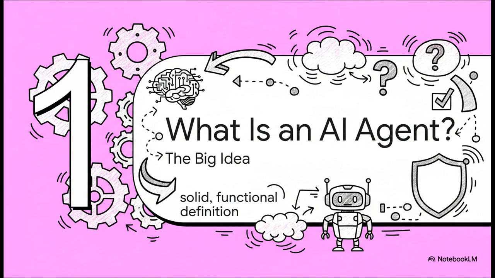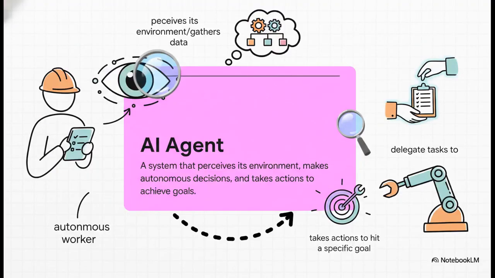The term AI agent is absolutely everywhere these days, but what does it really mean? Let's push past the buzzwords and get to a definition that actually makes sense. At its core, an AI agent really just does three things. First, it perceives its environment, so it's gathering data. Second, it makes its own decisions. And third, it takes actions to hit a very specific goal. And like we say here, the best way to think about it is as an autonomous worker you can delegate to, not just another tool you have to operate by hand.